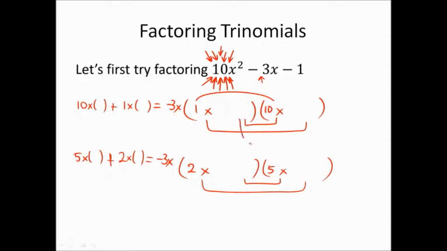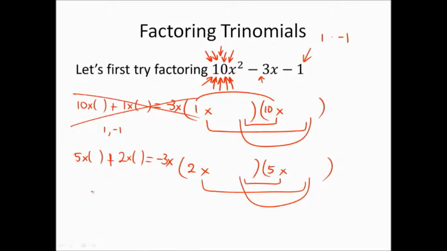We also know that the last terms need to multiply to negative 1. In this case, the only ways of multiplying to negative 1 are just by multiplying 1 by negative 1, and that's about it. So we know that we can only use a combination of 1 and negative 1 to make these work. So think about, can we do 10 minus 1 or 1 minus 10 to give us negative 3? No. So this one doesn't work. Can we go 5 minus 2 or 2 minus 5 to get negative 3?